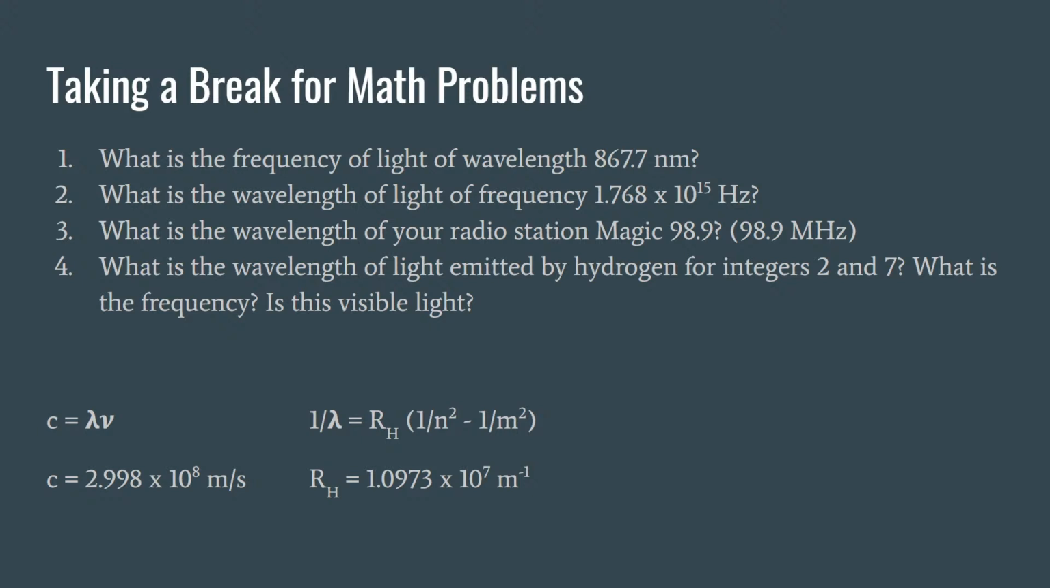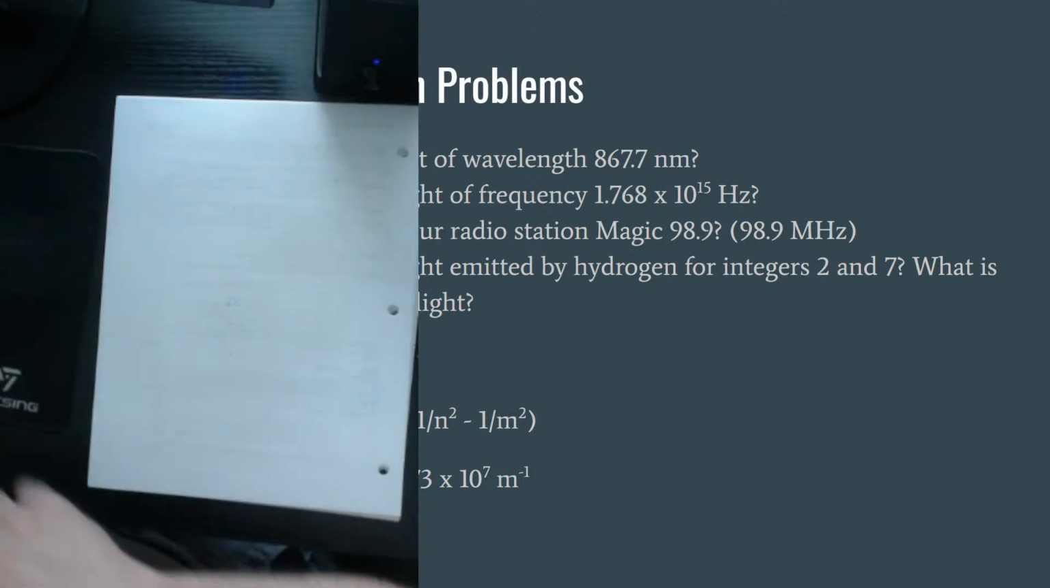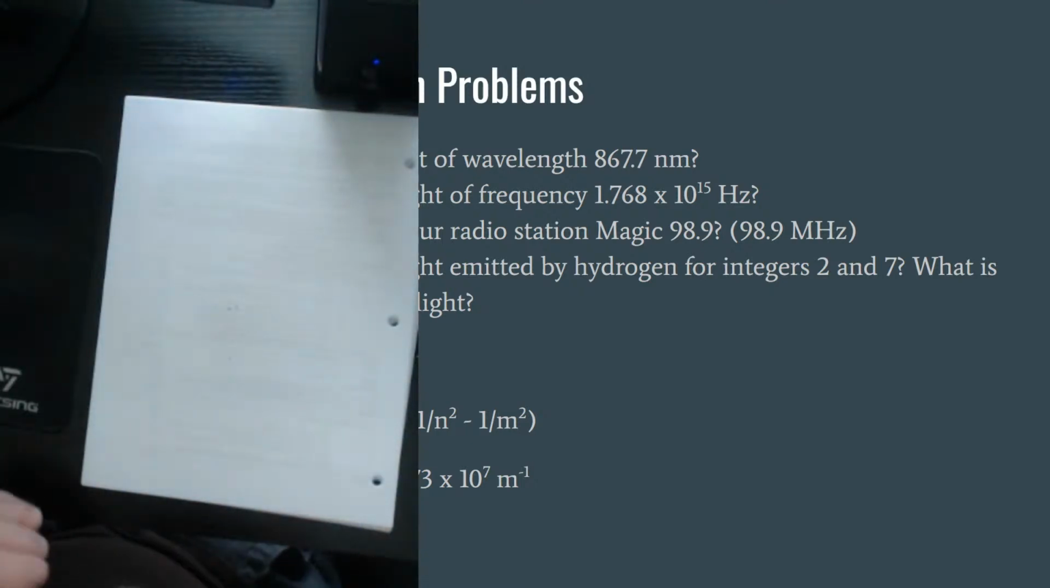What is the wavelength of your radio station? Magic 98.9. So this is FM, meaning frequency modulated. So 98.9 means 98.9 megahertz. So again, this is just a c equals lambda nu problem. What is the wavelength?